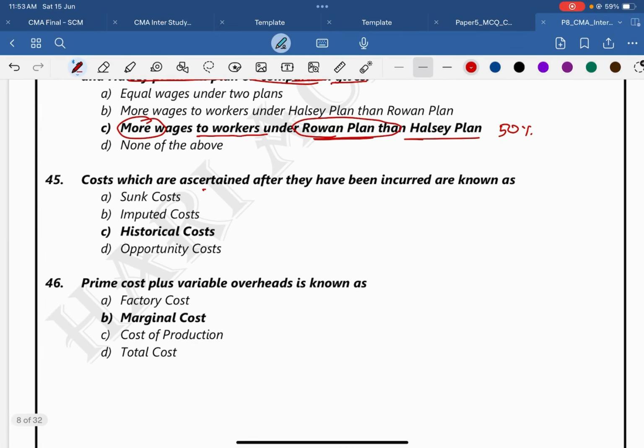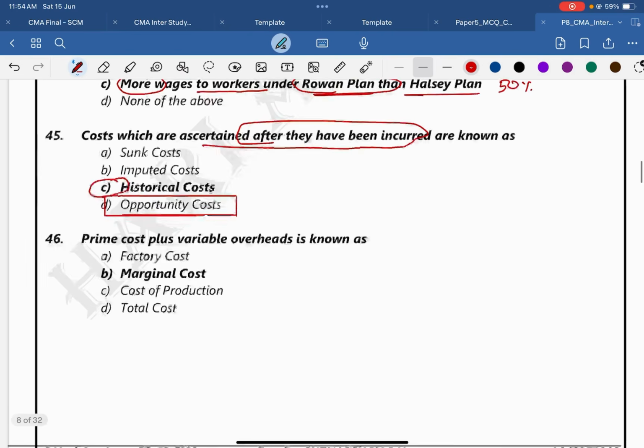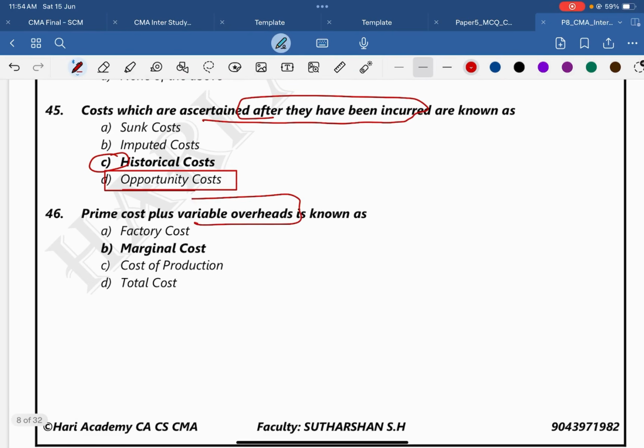45. The costs which are ascertained after they have been incurred, once it is done, are called historical cost. The next best alternative is known as opportunity cost. That's the next best alternative forgone. The one opportunity you need to lose to get another opportunity, that cost of the opportunity you lose is known as opportunity cost. Prime cost plus variable overhead is known as marginal cost. It's correct only. Prime cost plus variable overheads is known as marginal cost.